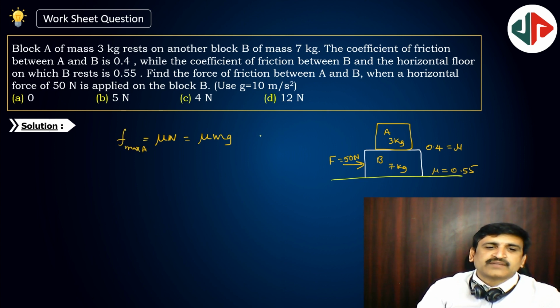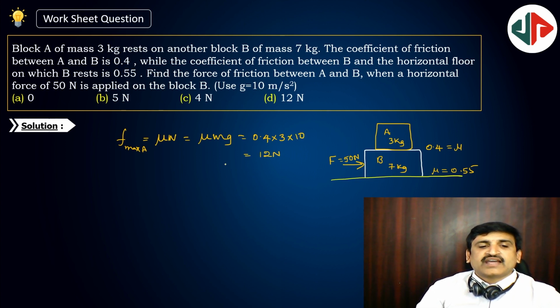Maximum force on A is equal to mu times m times g, where mu is 0.4, m is 3 and g is 10. So 0.4 times 3 times 10 gives 12 Newtons. The maximum force taken by it is 12 Newtons. Okay, next: mu mg is equal to 12 Newtons.